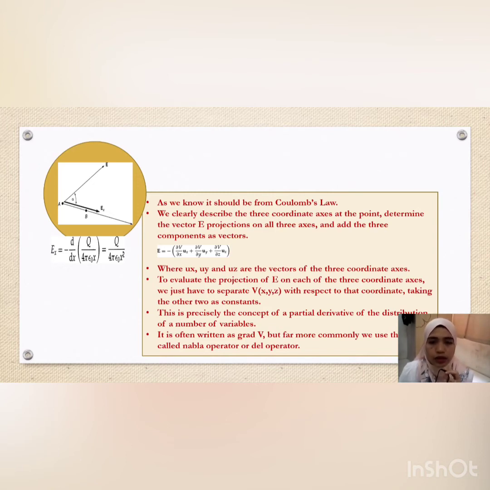To evaluate the projection of E on each of the three coordinate axes, we just have to differentiate V with respect to x, y, z, taking the other two as constants. This is precisely the concept of a partial derivative of a function of a number of variables. It is often written as grad V, but far more commonly we use the nabla operator or del operator.